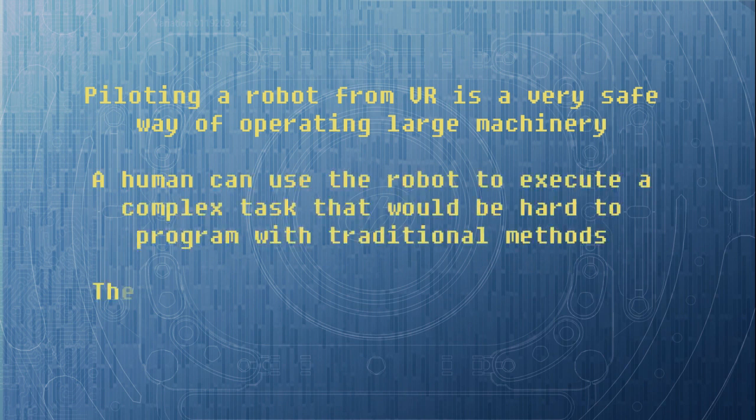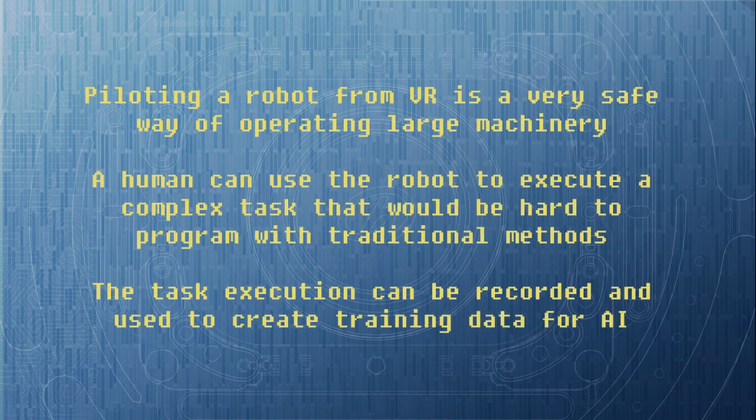Piloting a robot from VR is a very safe way of operating large machinery. A human can look through the eyes of the robot and remotely pilot and operate the robot. You can use the robot to execute a complex task that would be hard to program with traditional methods. The task execution can be recorded and used to create training data for artificial intelligence. When enough training data is collected, the robot can learn from the data how to execute the task without the help of a human.